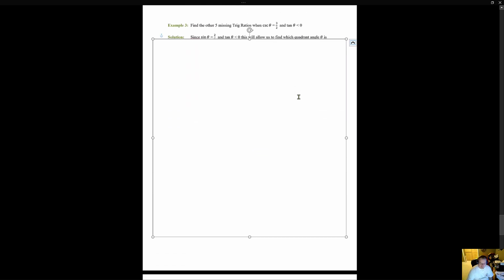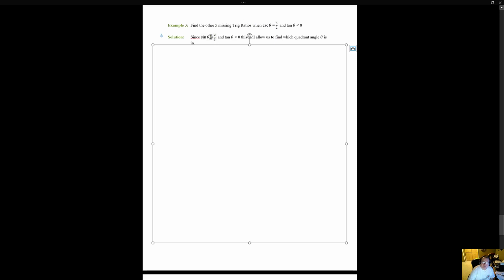Pretty standard question. Find the other 5 trig ratios when you're told 1. In this case, you're being told the cosecant is 3/2 and that the tangent is less than 0. Now, since you're told the cosecant is 3/2, that also means that the sine then is 2/3.